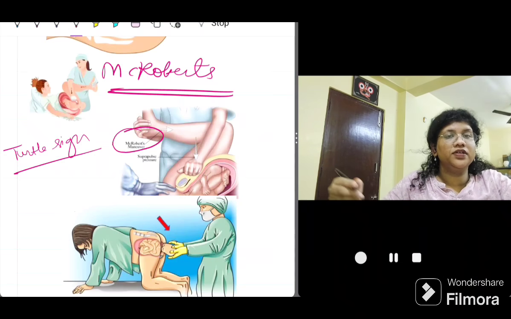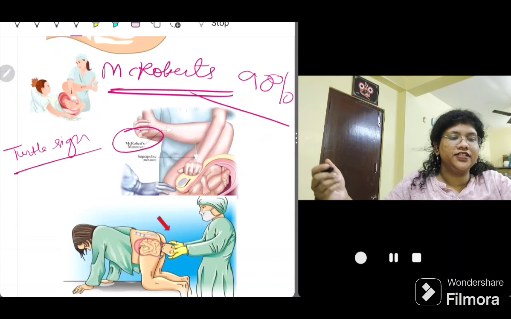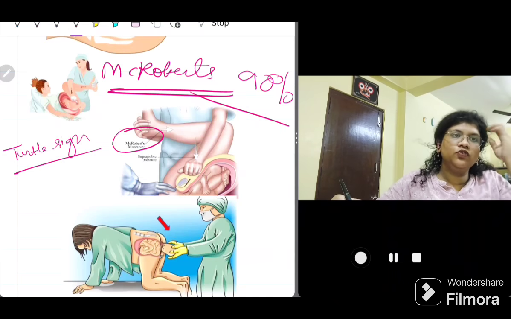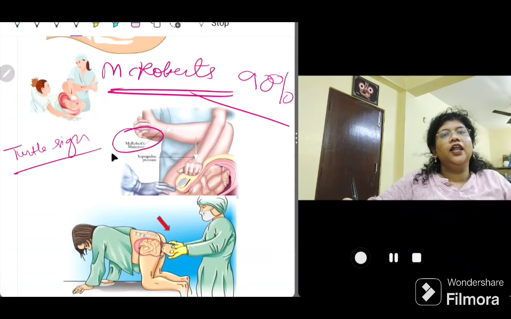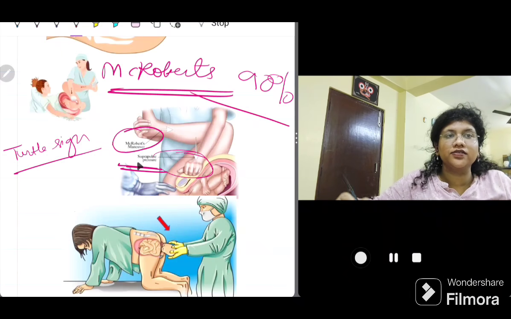This McRoberts maneuver, remember, has a success rate of almost 90% and a very low complication rate. Remember that you need two assistants, one on each side, to perform this maneuver on both sides. Along with this you can see that her one more hand is doing suprapubic pressure. Mind it, it is not fundal pressure, it is suprapubic pressure.